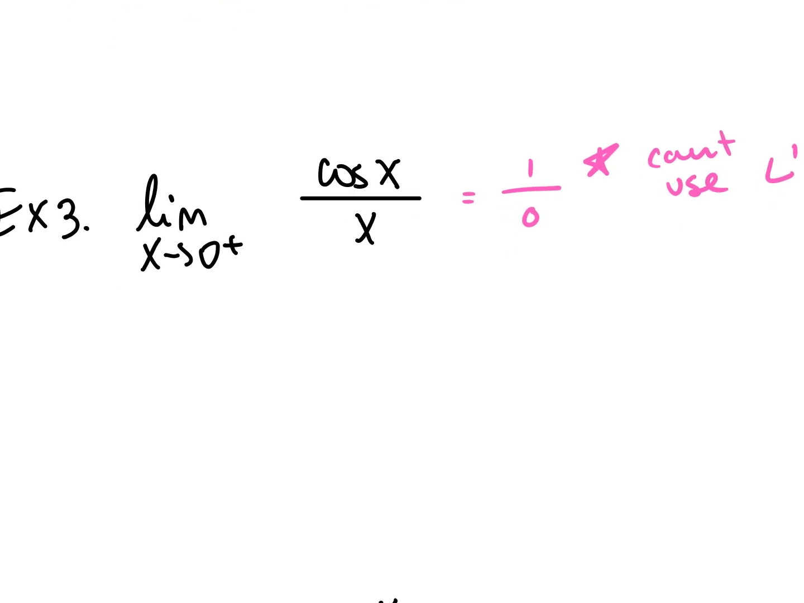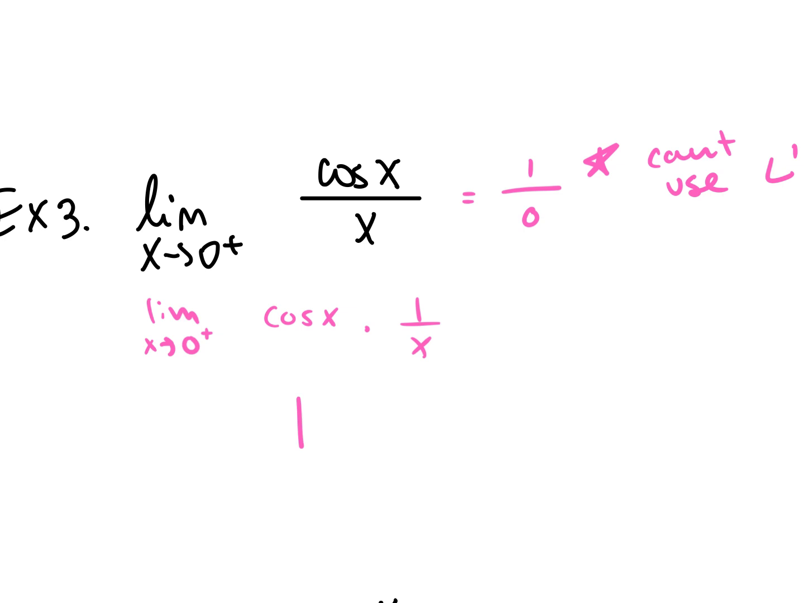But we still can find our limit here. We can split this up as the cosine of x times 1 over x. We'll find the limit of each one of these separately. We just said, what's the cosine of 0? 1. Go back to the unit circle if you need to. We're looking at the x value for cosine, so that'd be 1. And then the limit as x approaches 0 from the positive direction of 1 over x.